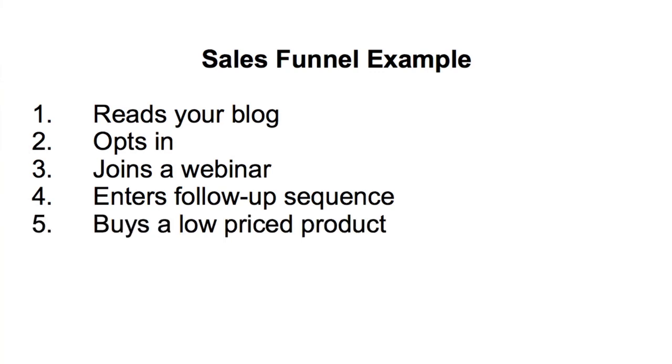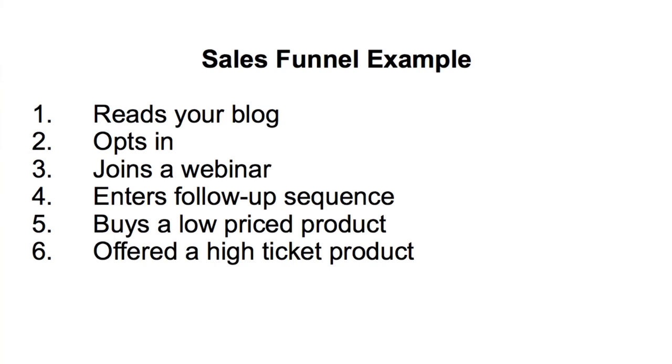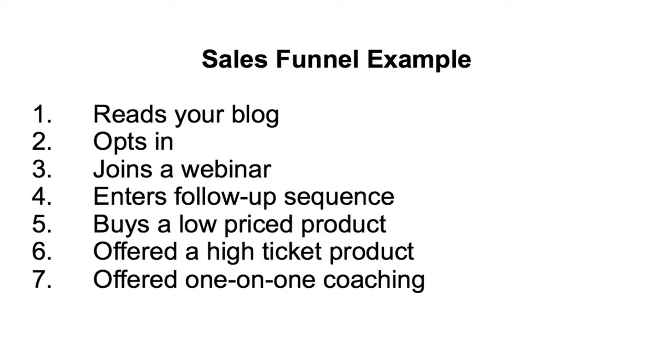Next, your customer could buy a low-price product of yours, and this will introduce them and qualify them as a paying customer. Once they're qualified as a paying customer, you could offer them a higher ticket product. This could range anywhere from $500 all the way up to $20,000, $30,000. The end of your funnel could be a one-on-one coaching. Getting leads is one side of the equation, but then converting them into paying customers and then converting them to higher ticket products is another thing.